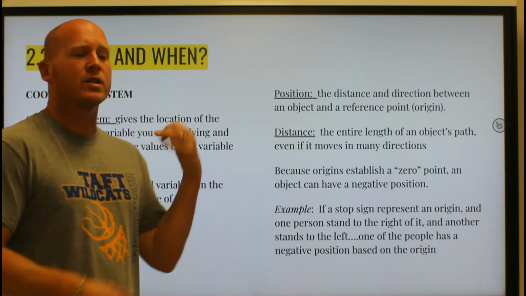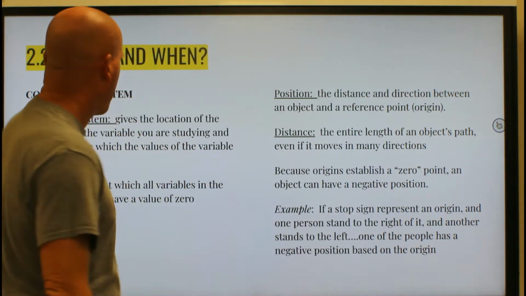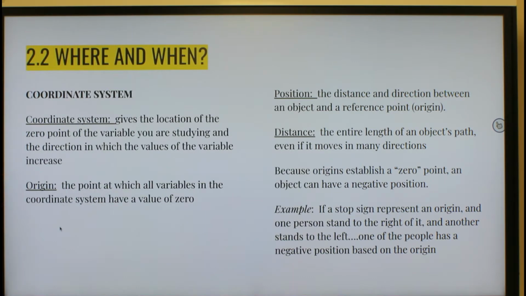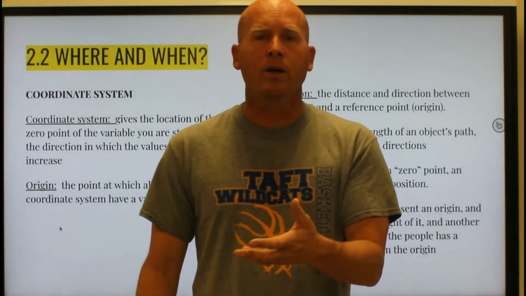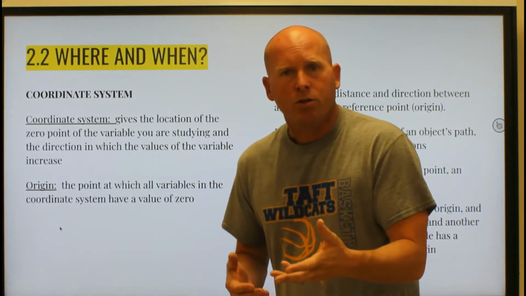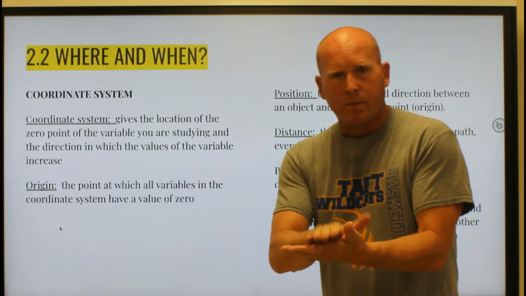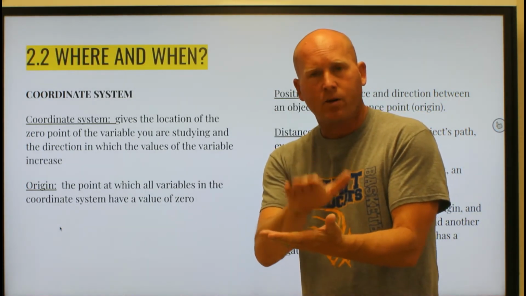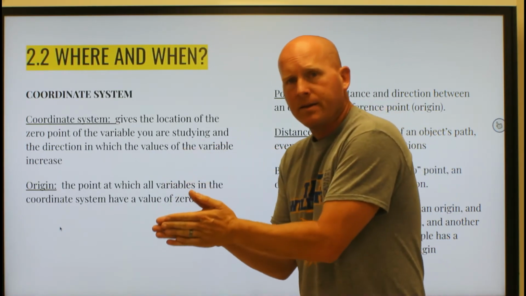Even though this was introduced as chapter 2, it's module 2. So the coordinate system gives the location of the 0 point of the variable you are studying and the direction in which the values of the variable increase. I know you can read the definition, and that may not mean anything to you. Basically what it's saying is, where was it at the beginning? Give us a location for that. And then where was it at the end?